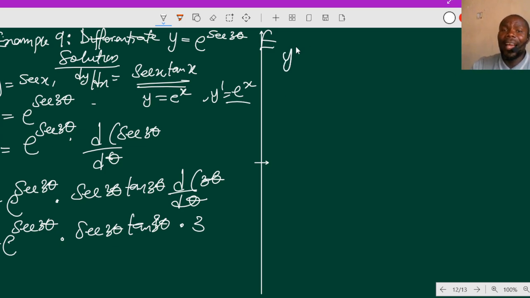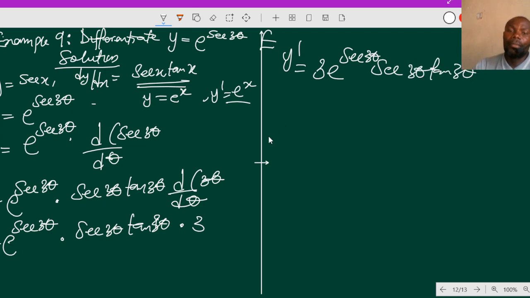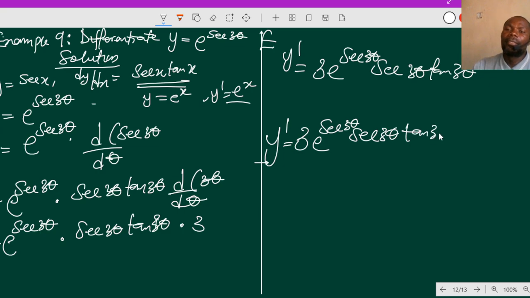So now your final answer here will give you 3 e raised to power sec 3 theta, sec 3 theta tan 3 theta. So let me write it boldly and clear. It's 3 e raised to power sec 3 theta, sec 3 theta tan 3 theta. So this is the final answer for example 9.